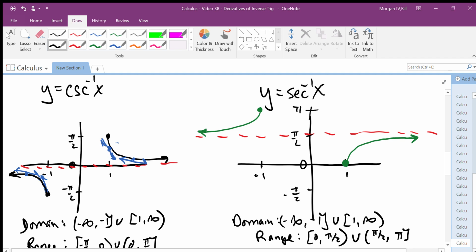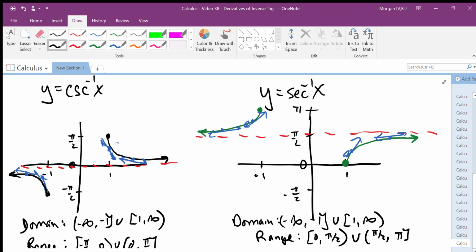Take a look at the slopes of the tangent line for the inverse secant. At any point you pick, if you look at the slopes of the tangent line, what do you notice about those slopes? Those slopes are always positive, whereas the slopes of the inverse cosecant are always negative.